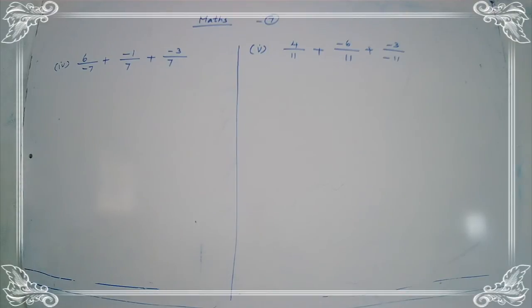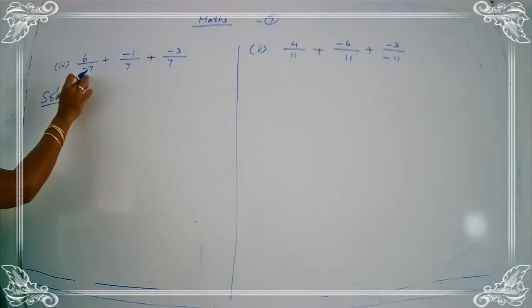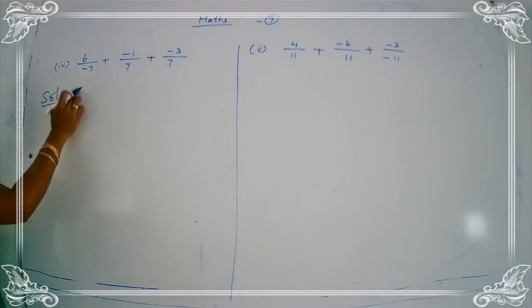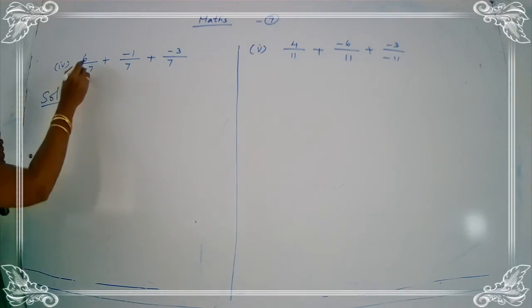Okay, here denominators are same. So it is easy to add. Yes or no? Yes. So, first of all, you check this is standard form or not. Okay. So, 6 upon minus 7. Is it standard form? No. Why? Denominator having negative sign. Okay. So, first of all, you write in standard form.